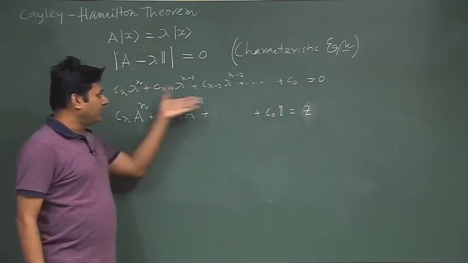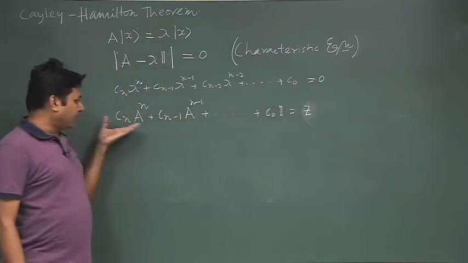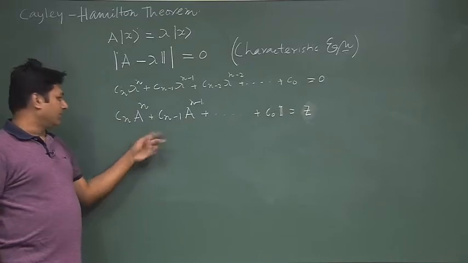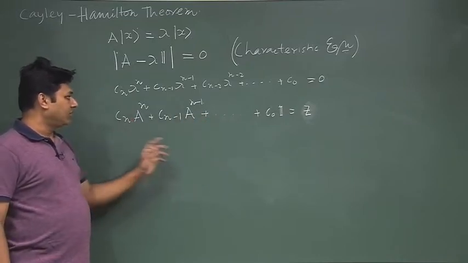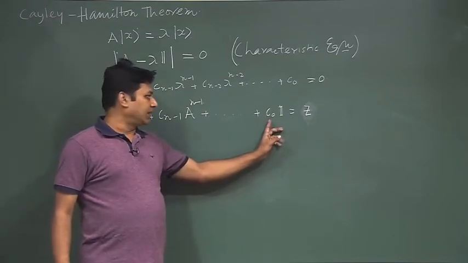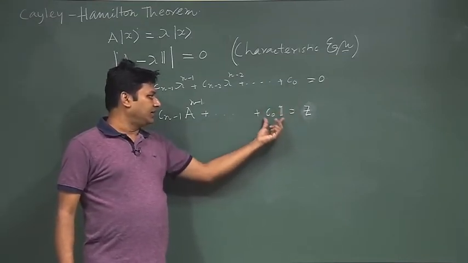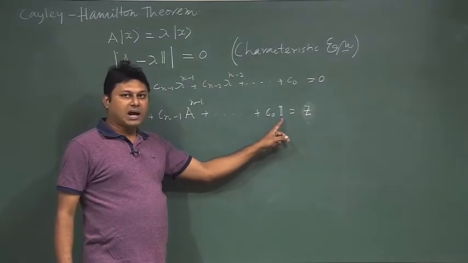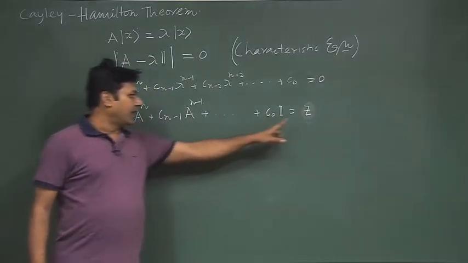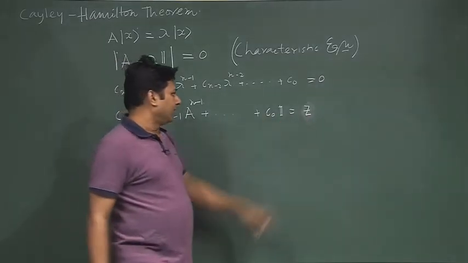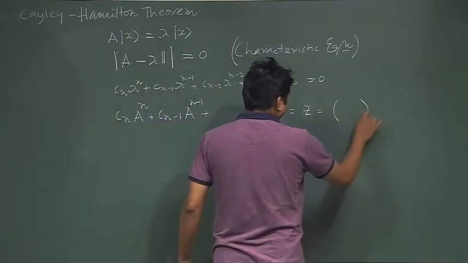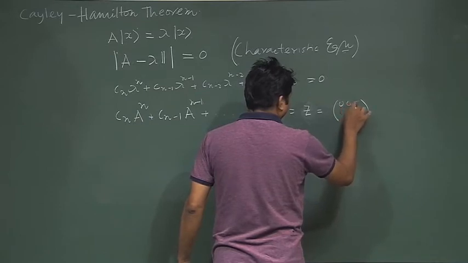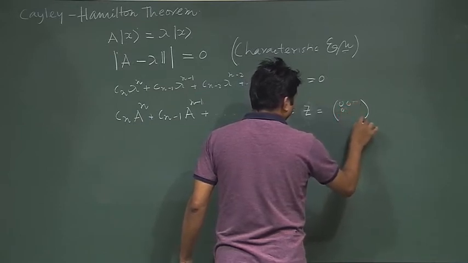So the first one is the scalar equation, but the second one is a matrix equation, because A is a matrix, A to the power n and all these things are there, the coefficients remain the same, c 0 is there. Since it's a matrix equation, I need to multiply c 0 by I, the identity of the same order as A, and Z is a null matrix of order A. Whatever be the order, it will be something like this.